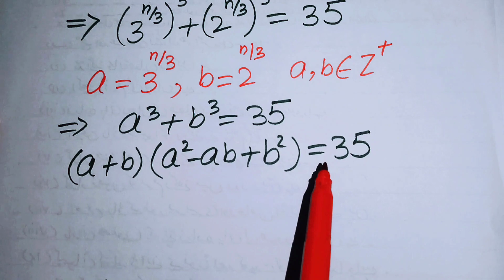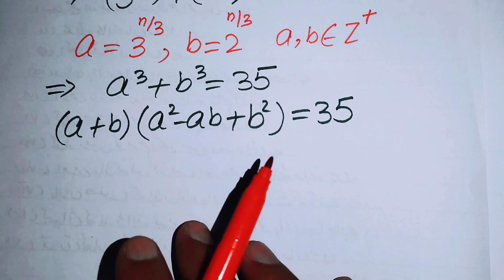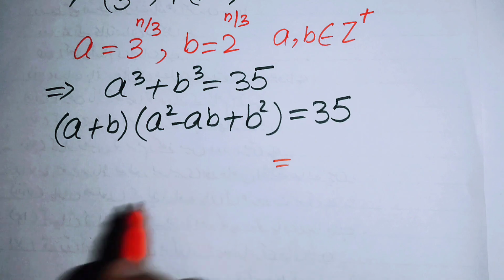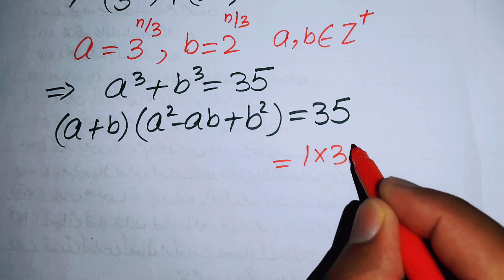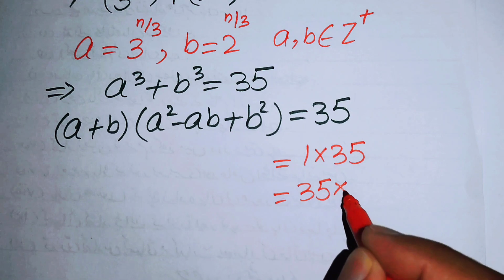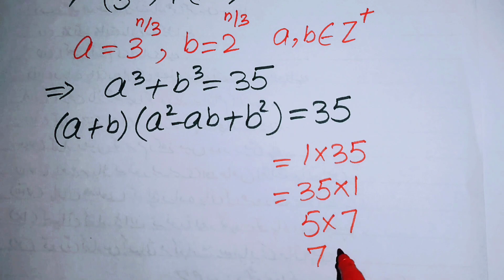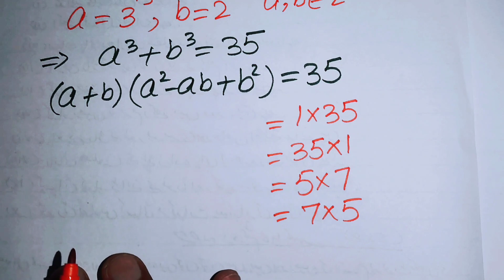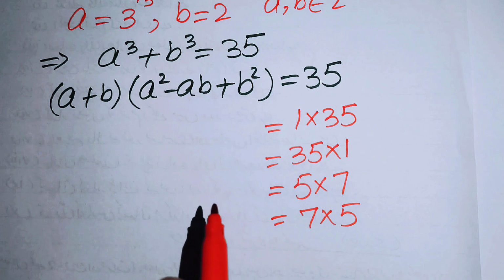Similarly, on the right hand side we have a single factor, so first I can write the right hand side in factor form. The factors of 35 are 1 times 35 is 35, 35 times 1, 5 times 7 is 35, and 7 times 5 is 35. So here you have four factor pairs which give the number 35, and now we can choose which are suitable.